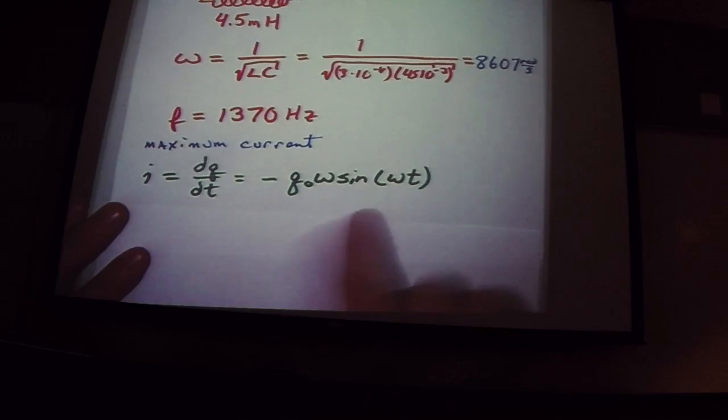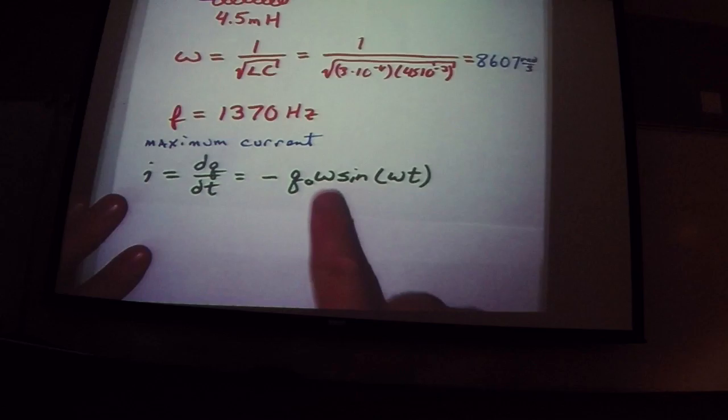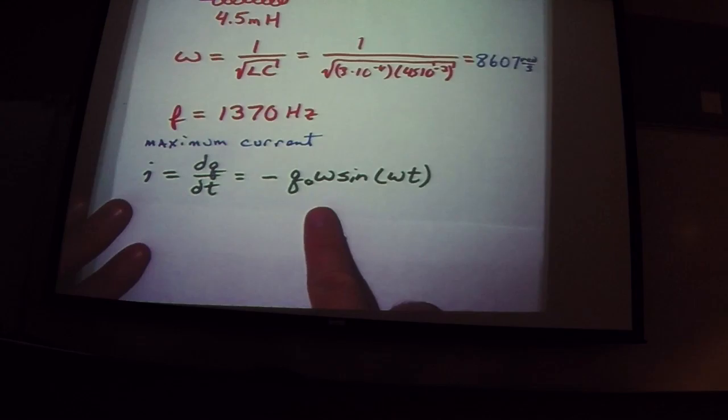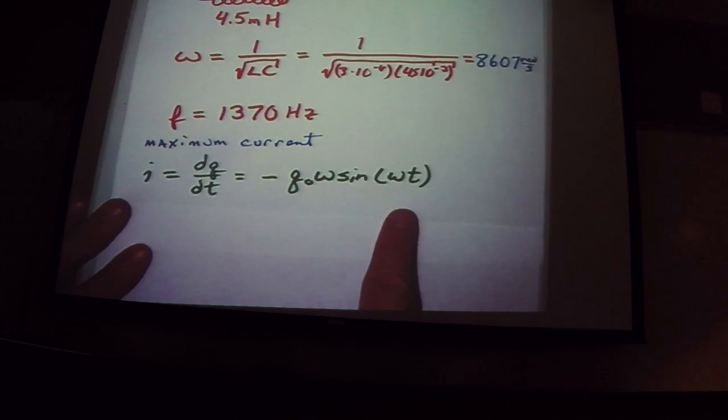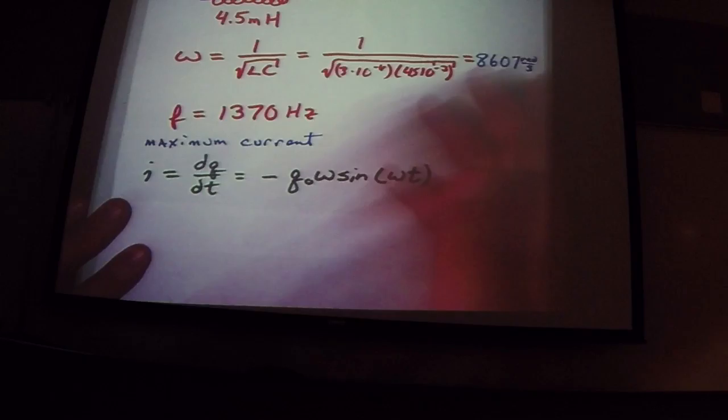What's the maximum of this function going to be? 90 degrees. Q naught omega. Now, those of you who are staring, why? Because sine only goes to 1. Sine goes from negative 1 to 1.